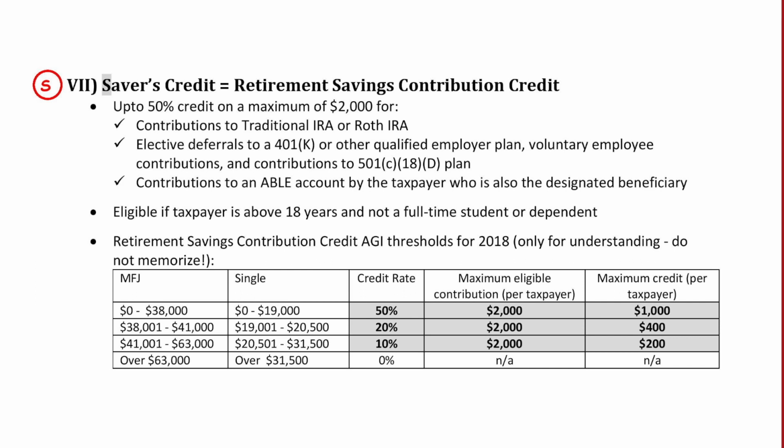So the savers credit is up to 50% credit on a maximum of $2,000 for contributions to a traditional IRA or Roth IRA, elective deferrals to a 401k plan, or contributions to an ABLE account by the taxpayer who's also the designated beneficiary.